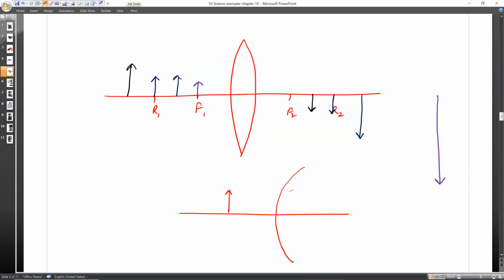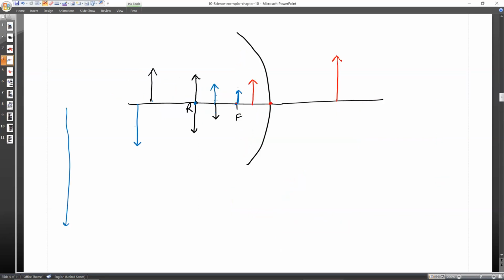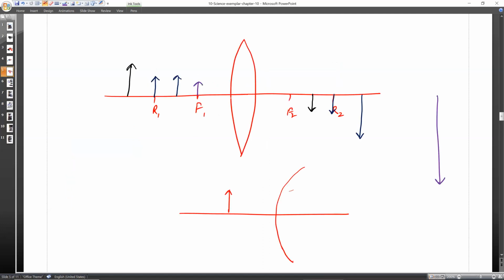And for the concave mirror, if the object is placed between pole and focus, the virtual image is formed behind the mirror. In mirrors, the virtual image is formed behind the mirror. But in lenses, the real image is formed away from this one. It is not formed on the same side.